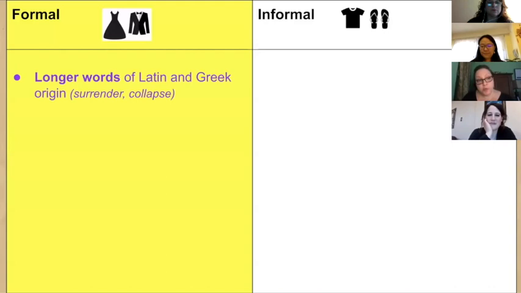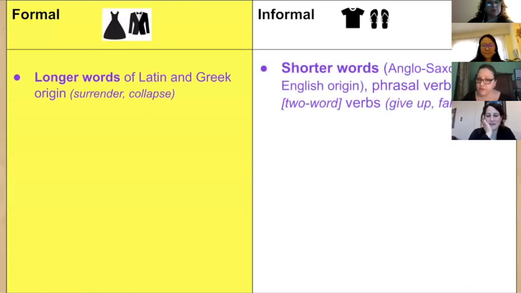I tell them that formal language, so this is a chart that we build in the classroom over time. I just want to be clear, it's not something I just hand them. We talk about it based on the research we've done as a class. That formal language consists of longer words of Greek and Latin origin, for example, surrender and collapse, versus Anglo-Saxon words, which are mostly two-word phrasal verbs like give up and fall down. And my students know what surrender means. And when I ask them what's the difference between surrender and give up, it's interesting the conversation that comes out of that. But intuitively, they know one sounds smarter, they say, one sounds better, right?